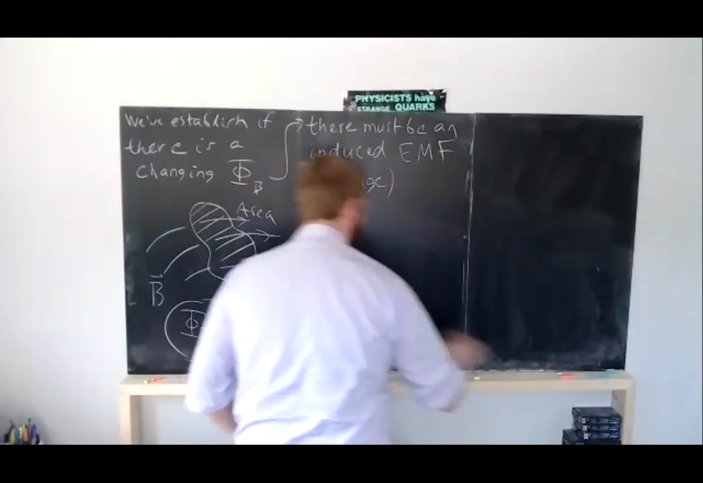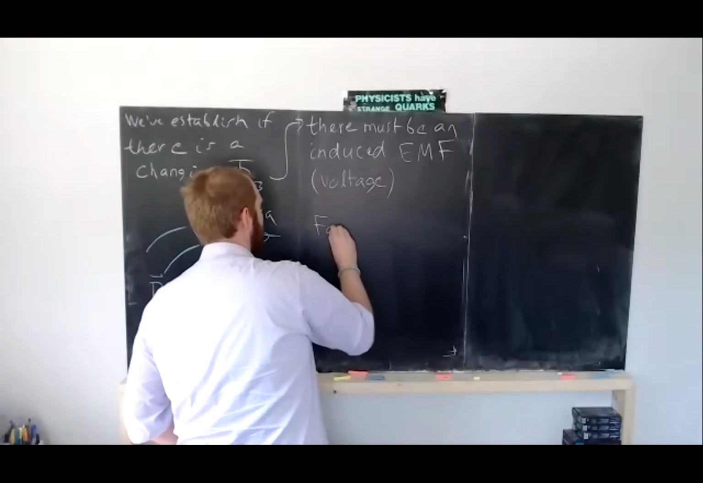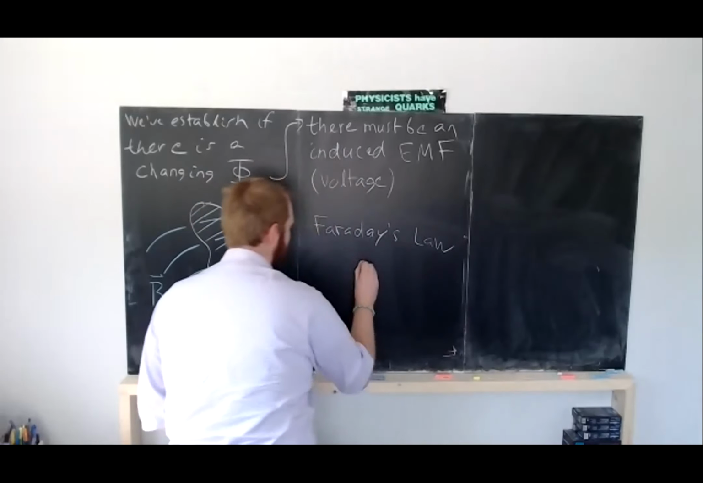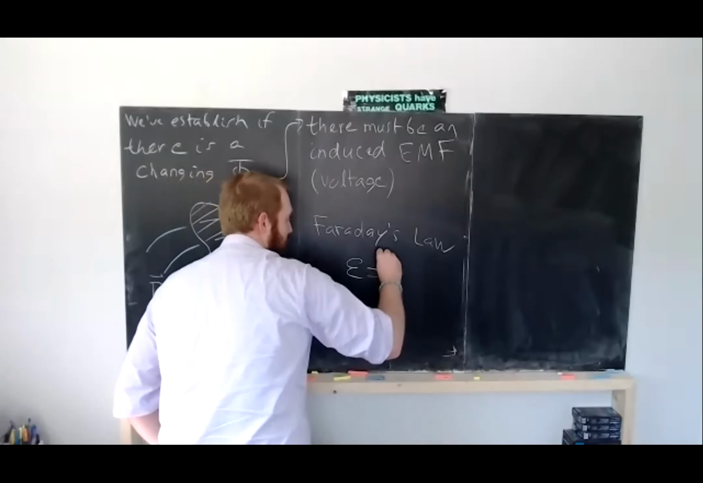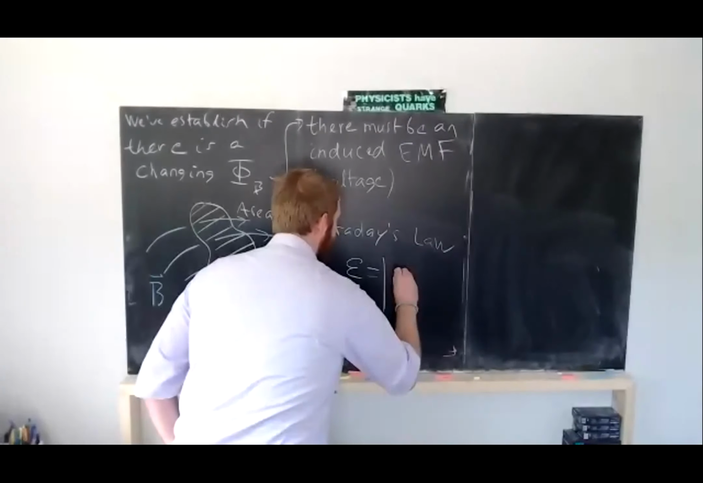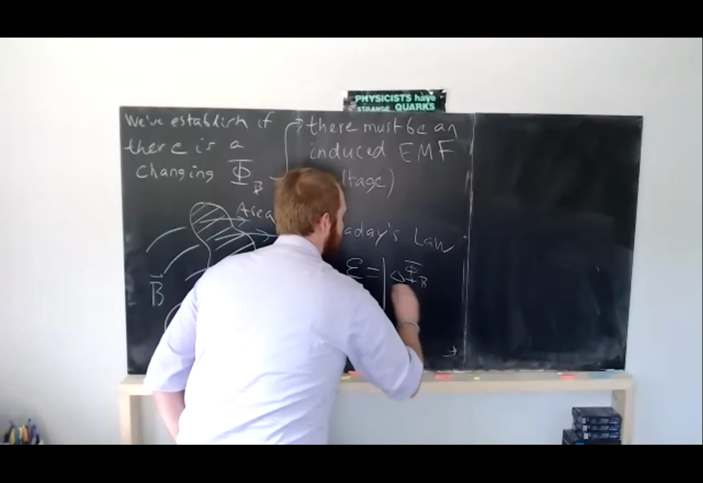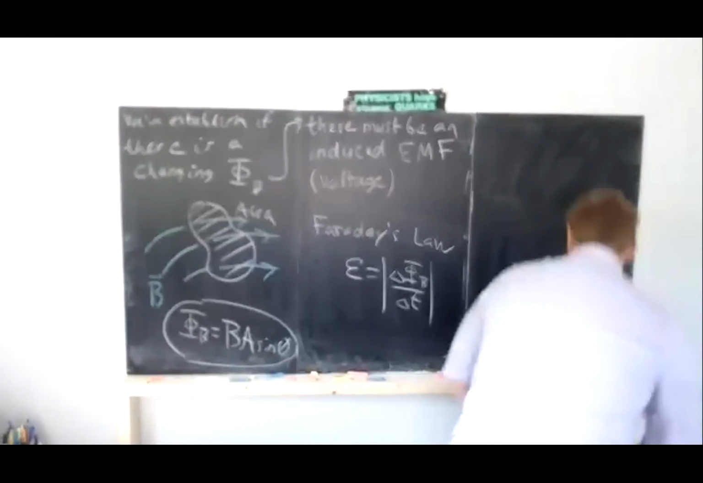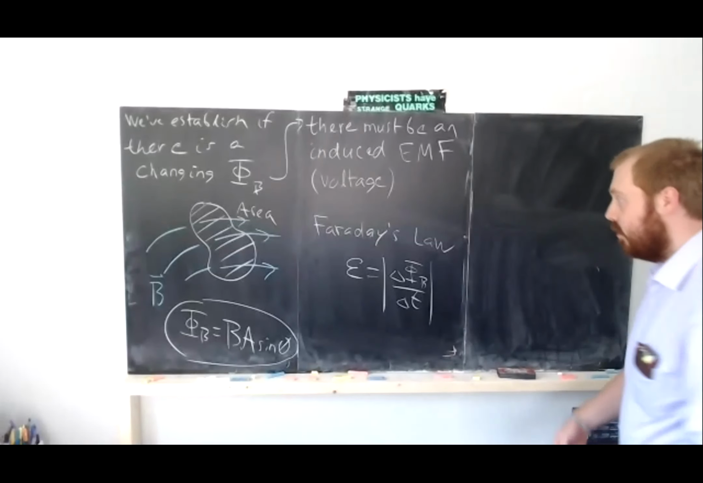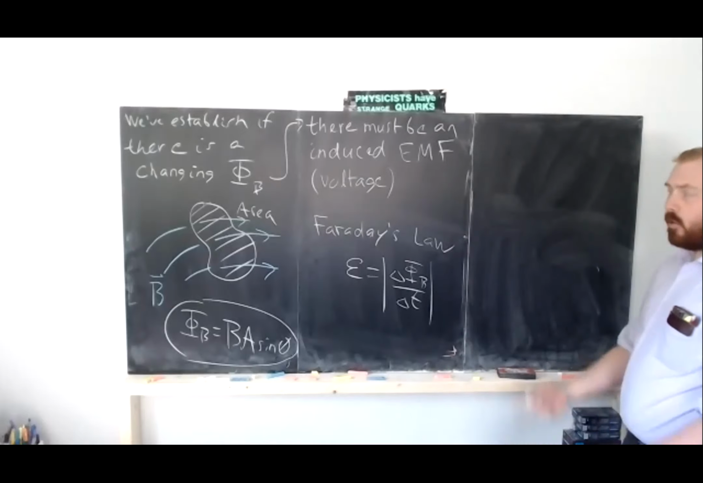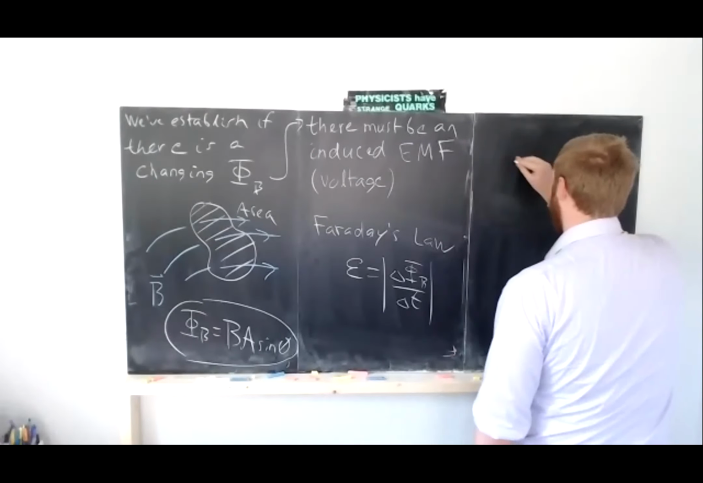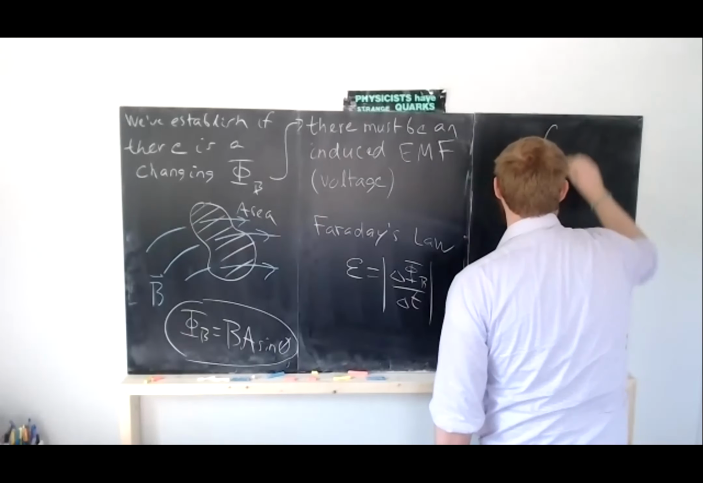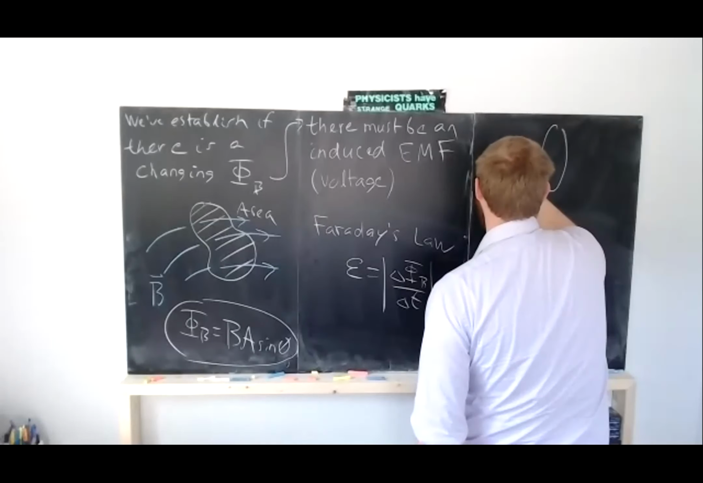Let's try that again. We said the induced EMF is equal to the magnitude of the change in flux over change in time. Right. And the examples we did was, say, I've got a loop here. Here's my loop, and I'm going to.